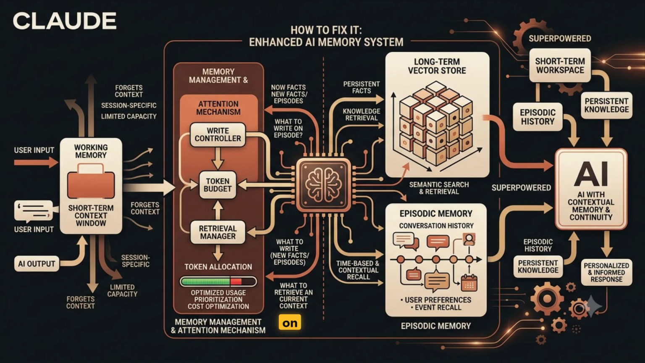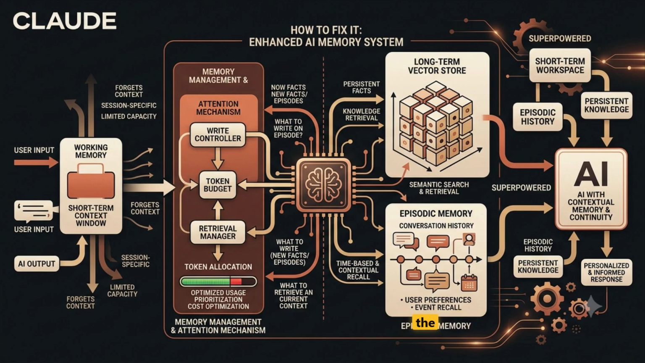The entire loop on the right, connecting these stores to the brain icon via semantic search and retrieval and time-based contextual recall, is what solves continuity. Now look at how it must all perform. Everything on the far left, the memory management controller in the middle, and the memory stores on the right must execute under a very strict token budget.